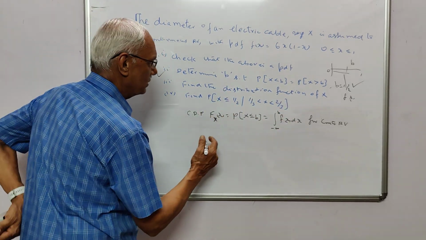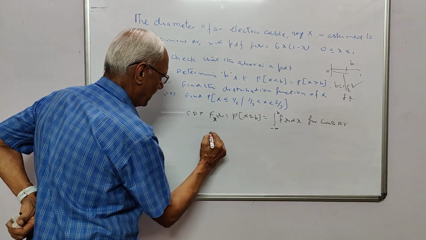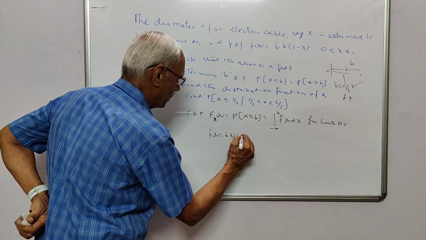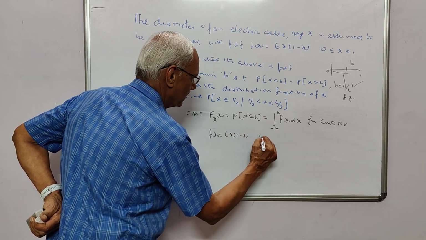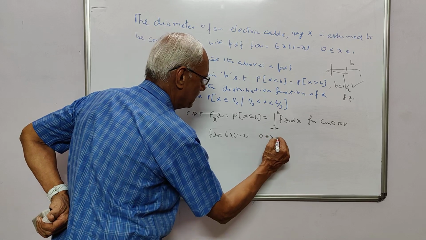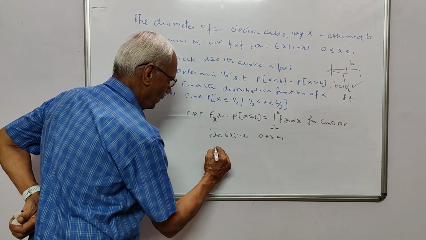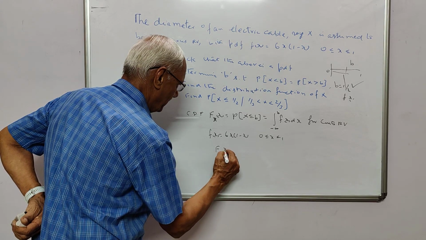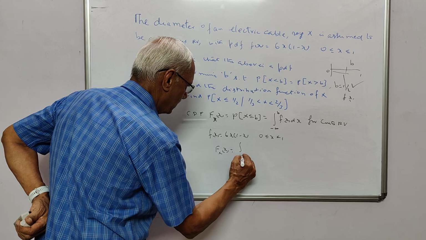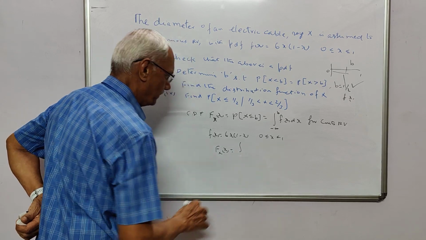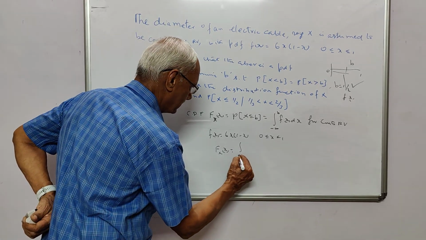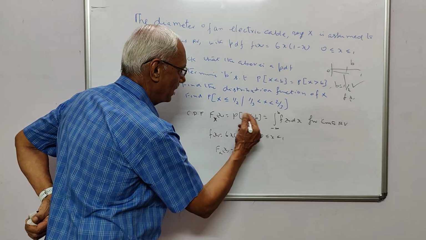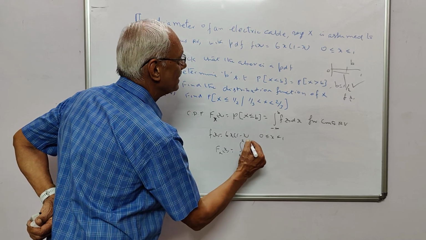Now take this: f(x) is equal to 6x(1 − x), for 0 ≤ x ≤ 1. Now what is your F_X? F_X(x) is equal to the integral from 0 to x of f(x).